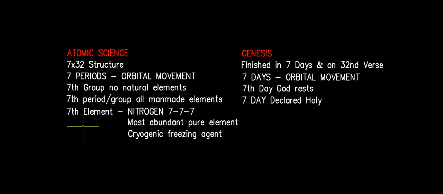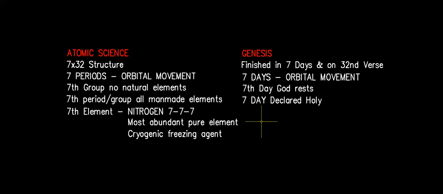In the 7th group, we see the last of the elements found in nature. And the 7th element, being nitrogen, which is inactive or inert, is widely used as a cryogenic freezing agent and is the most abundant pure element on the planet. On the 7th day in Genesis, remember it says, God rested and declared the day holy, which is another word for pure, right? Rest, inactive, freeze, pure, holy. 7 days, which are orbits of the Earth's crust. 7 periods, which are electron orbital energy levels, both representing that same orbital movement. So again, more coincidences between Genesis and the atomic science, and this is just the beginning, just a basic outline.